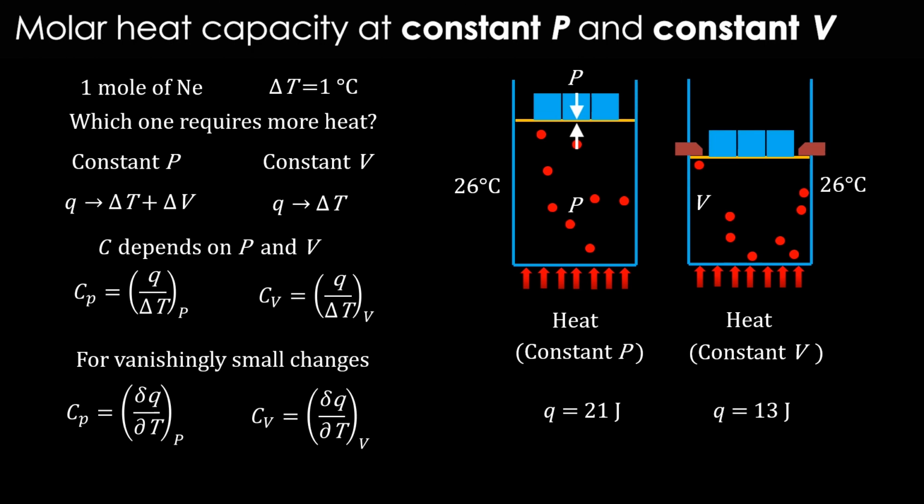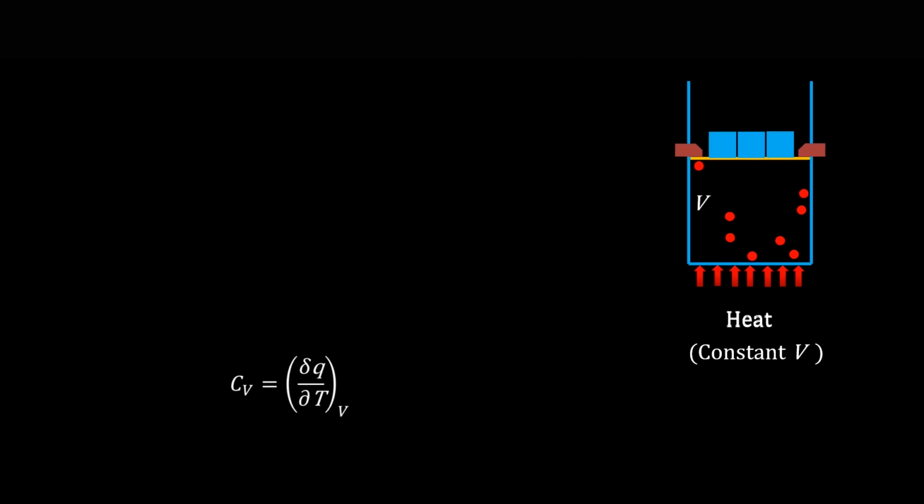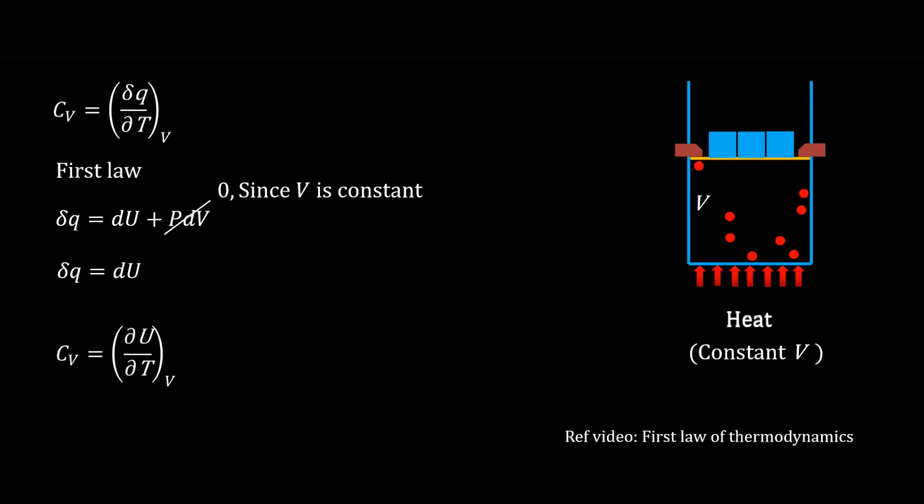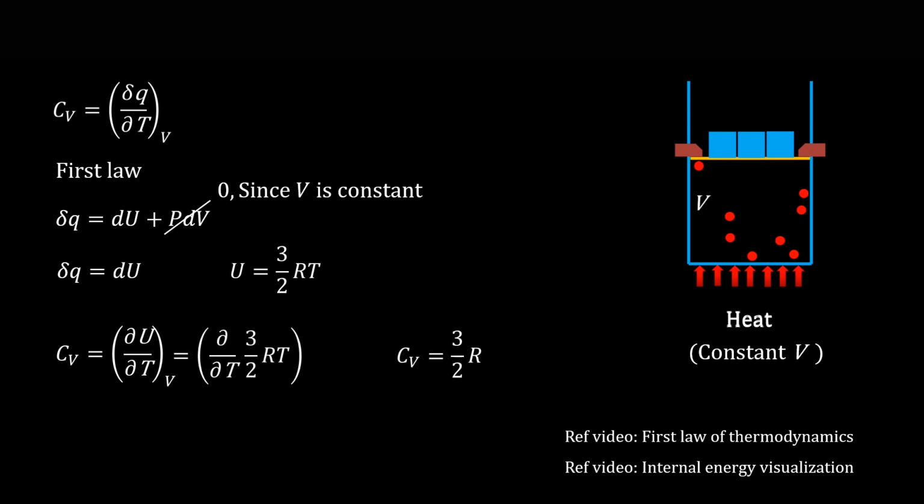Let's take this Cv expression. Recall the first law. Since volume is constant, this term is going to be 0. So the heat supplied is equal to the change in internal energy. So Cv can be written like this. We have this equation about U. We are talking about molar value here, so number of moles is not included. Substitute it here. We get Cv equals 3 halves of R.